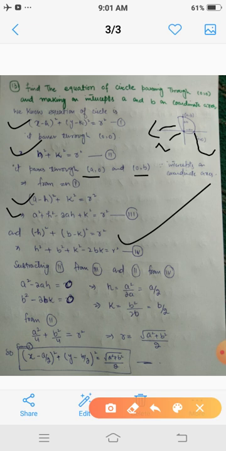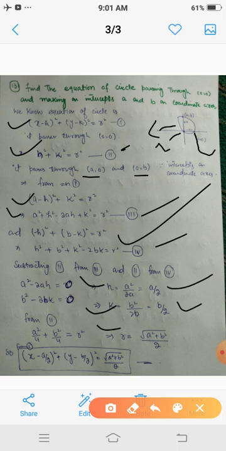So we have three equations, this second, third and fourth, and we have three variables, that is h, k and r. So subtracting second from third and second from fourth, we get h = a/2 and k = b/2. Put h and k in second, we get r = √(a² + b²)/2.